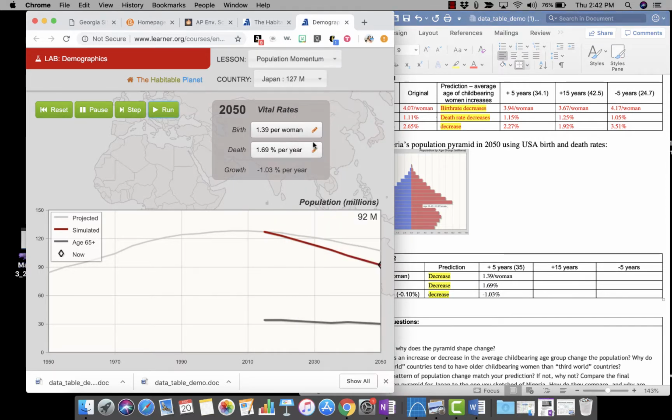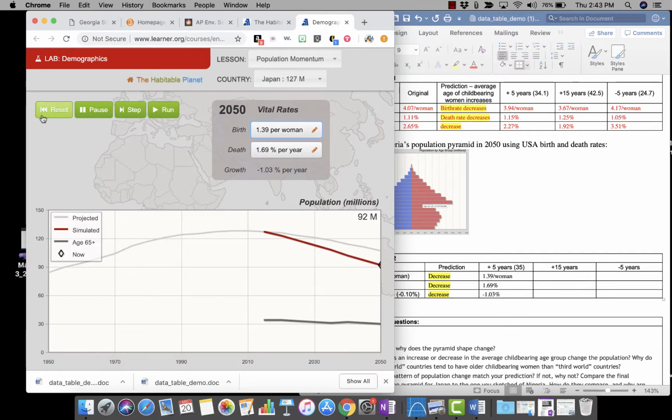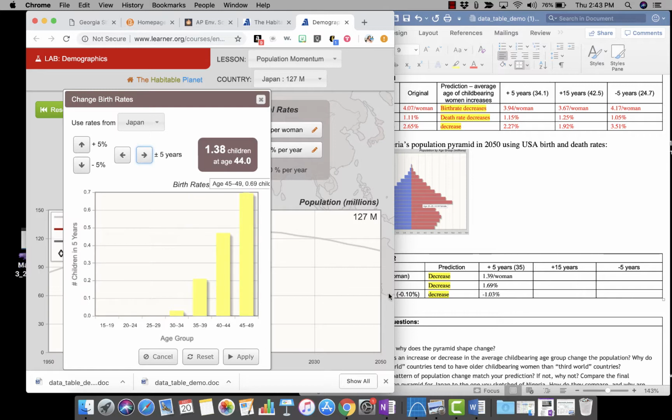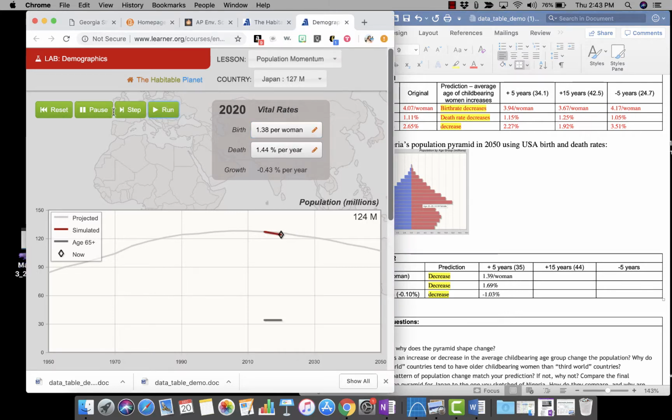Okay, so now let's go to 15. So here, I'm going to need to reset that. Let's do 40, 45. Okay, so the best they have is 44, so we'll go with that. 45 is kind of old to have a child. Not that it's impossible, but they might not have data for that.